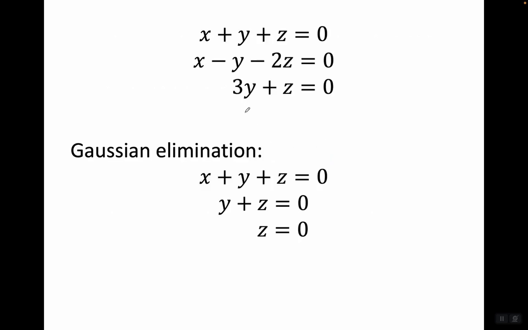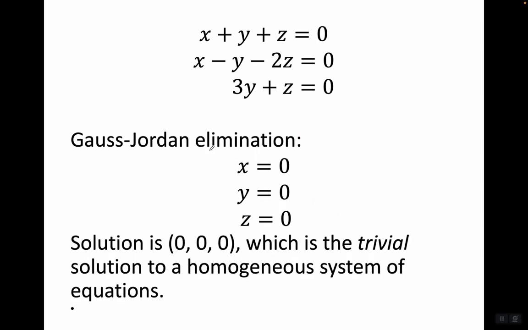Okay, so here's our system of equations. When we apply Gaussian elimination, we end up with this: x + y + z = 0, y + z = 0, z = 0. You can probably see what the solution is going to be. If we apply Gauss-Jordan elimination, we get x = 0, y = 0, z = 0. So of course the solution is 0, 0, 0, which is the trivial solution to a homogeneous system of equations.